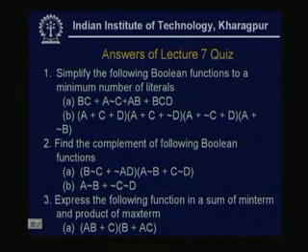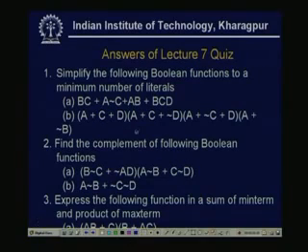Today we will read how to minimize the Boolean function, but before that, first we discuss the answers of the previous lecture's quiz. The first question was to simplify the following Boolean functions to a minimum number of literals. The first one was BC plus AC bar plus AB plus BCD. We will see first how we can simplify that.